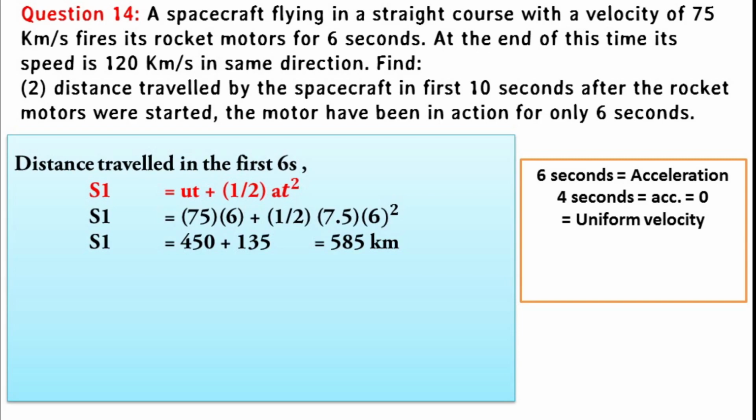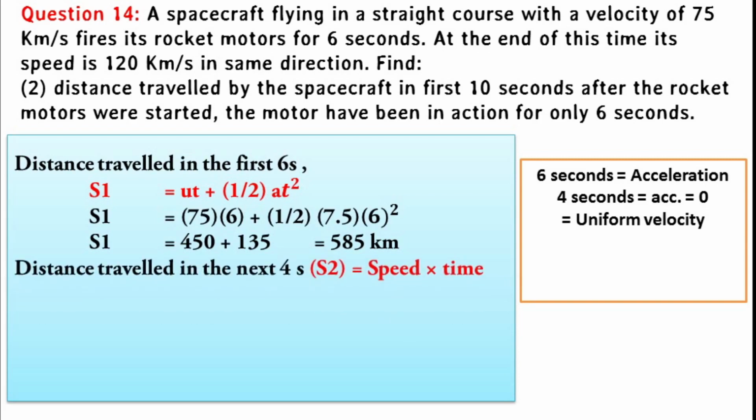Now let us find out distance traveled in the remaining 4 seconds. As the speed at the end of 6 seconds is 120 km per second, it will travel with same speed for the next 4 seconds. So it is a uniform velocity and v is equal to 120 km per second.